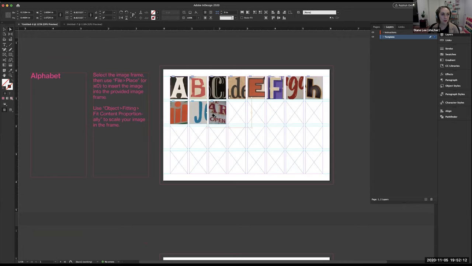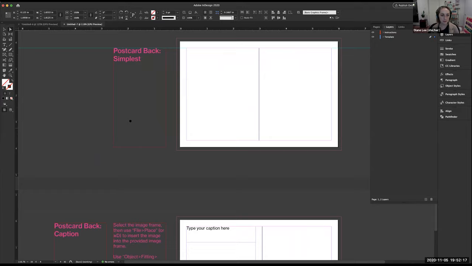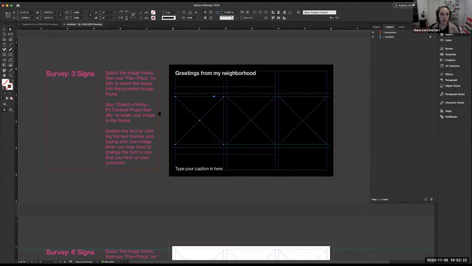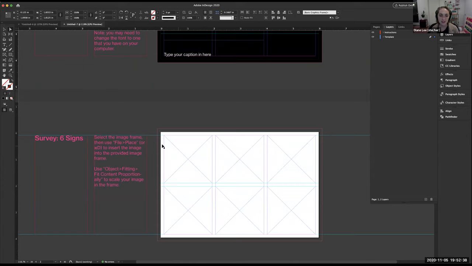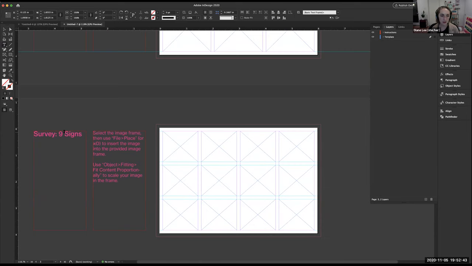And I'll just jump over into the other template. This one is the survey template. So with the survey prompt, that's the one where you would pick a category and try to make a collection of those signs as a category. And so there's 3 image boxes here, 6 here, and then 12 here. Oops, I should update this to say 12, but there you have it.